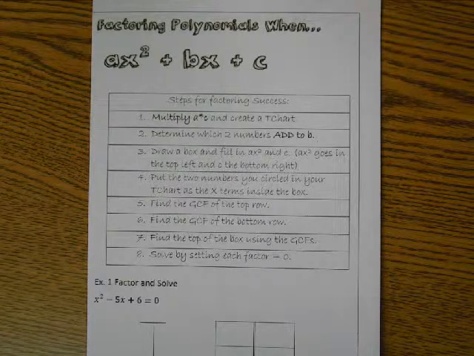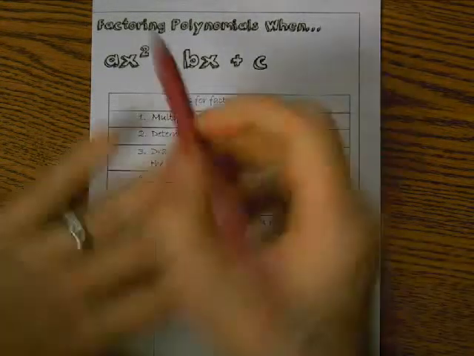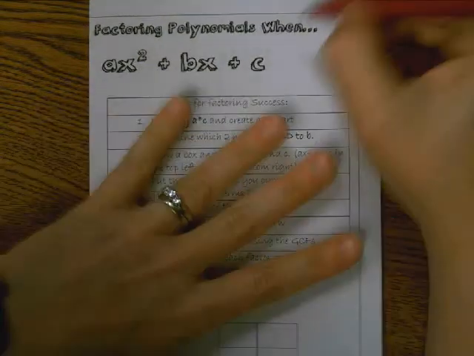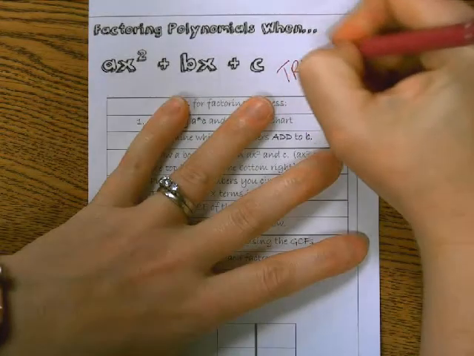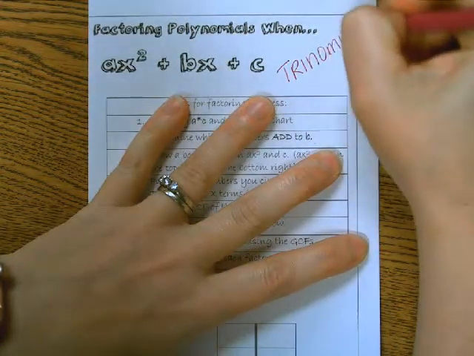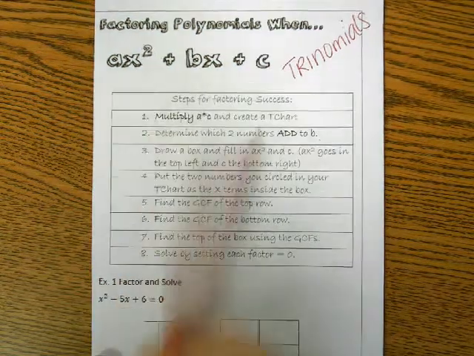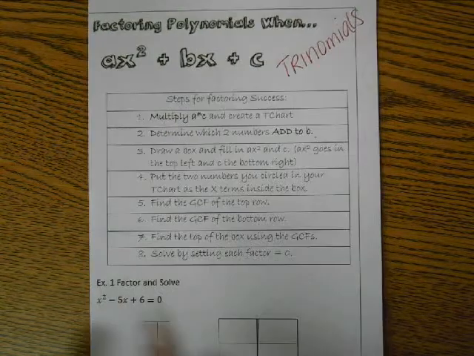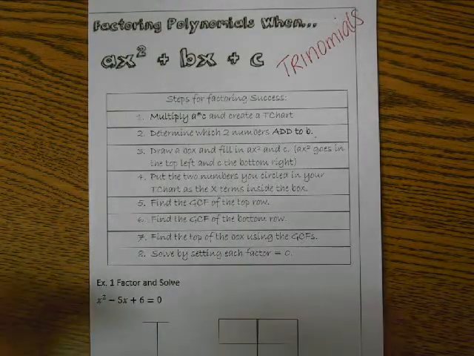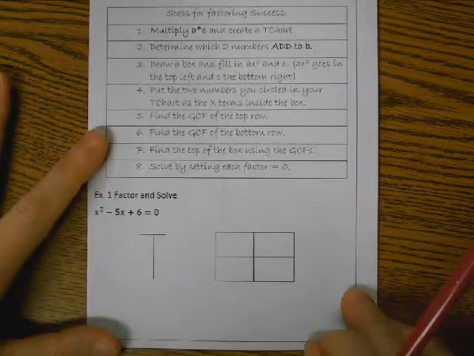Everybody, we're going to learn how to factor trinomials. That's what these are called because it has 3 terms. So we call this trinomials anytime there's 3 terms. Okay? Trinomials. So the steps for factoring success, there's 8 of them here. But basically you just have to think about this box here.